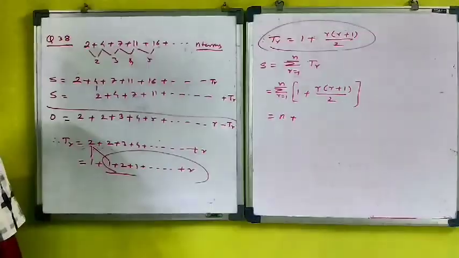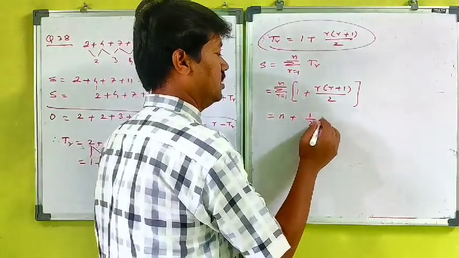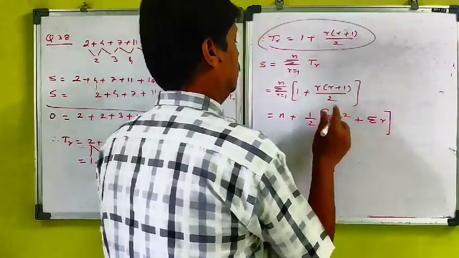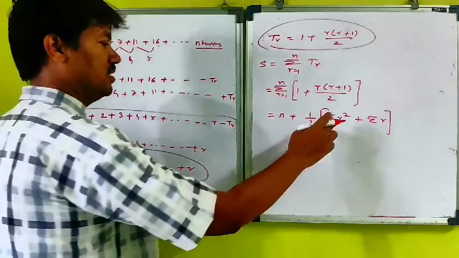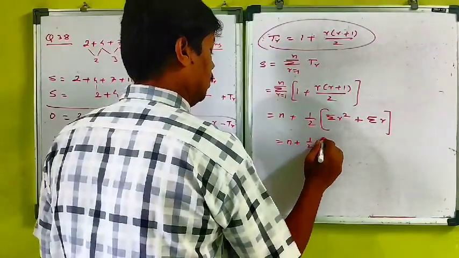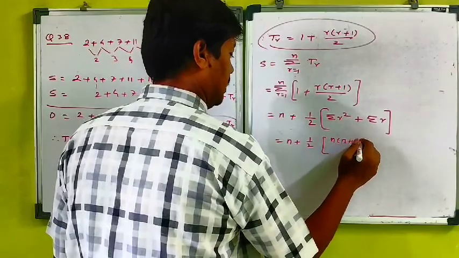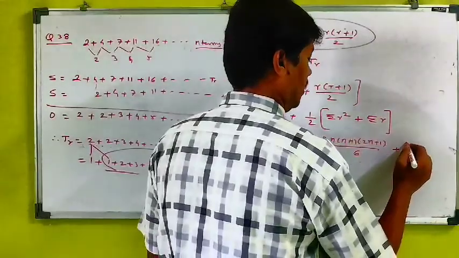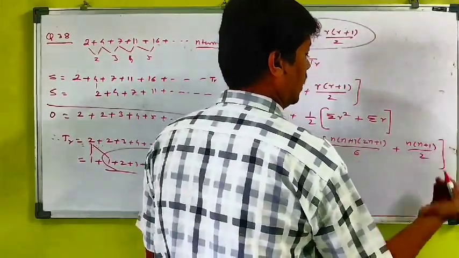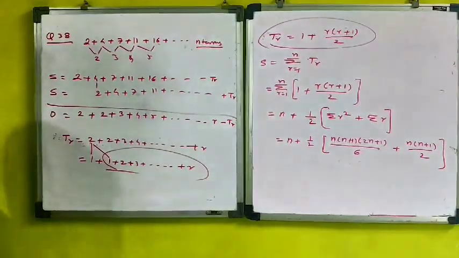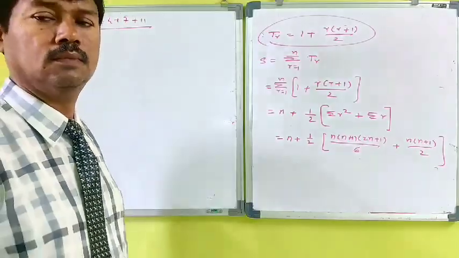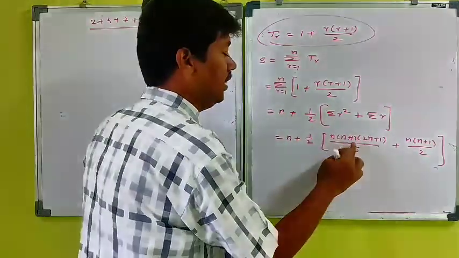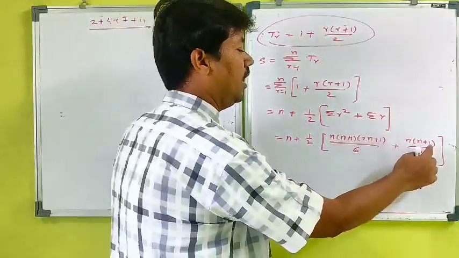Then 1 by 2 is taken common, the summation of r square plus the summation of r. This is 1 by 2 for both. So we have to simplify this. The value of sigma r square is n into n plus 1 into 2n plus 1 upon 6, that's the formula. Here, sigma r is n into n plus 1 upon 2, that's the formula. So clearly from both, what is the common here?